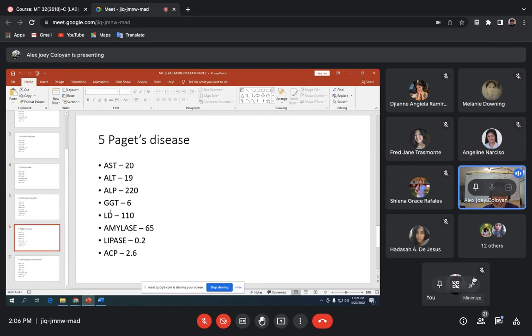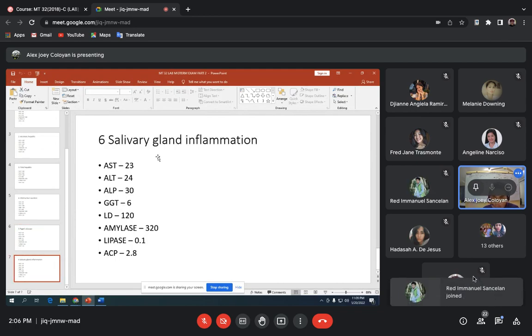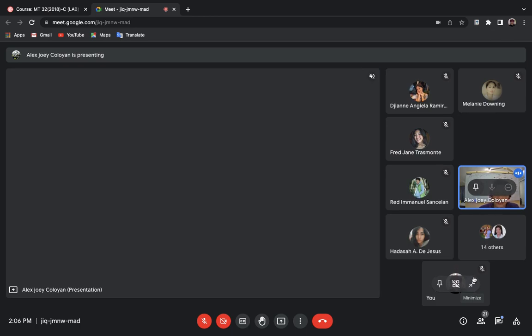Number five, it's Paget's disease because the GGT level is normal and ALP is increased. Okay? Then, last, salivary gland inflammation. For salivary gland inflammation, amylase is elevated while lipase is normal. So highly indicative siya of salivary gland inflammation, possible. Okay? So the answer is salivary gland inflammation. No elevation in lipase. Okay, so those are the answers sa part 2.